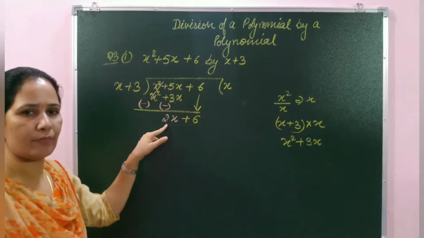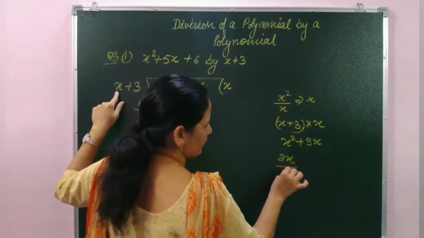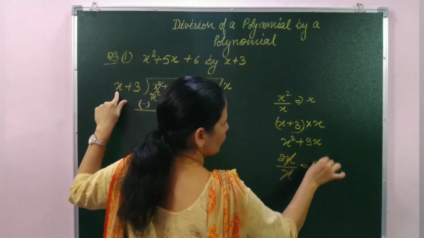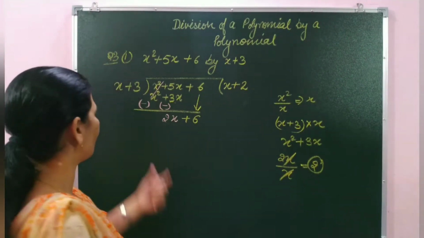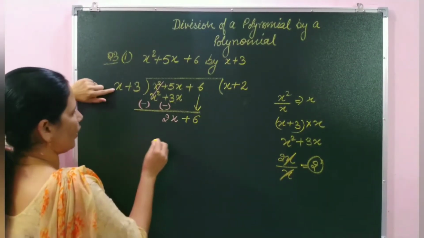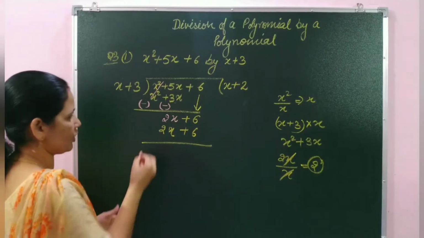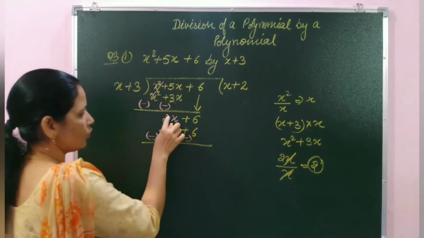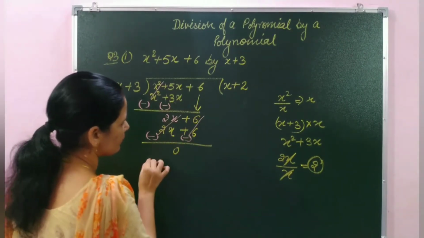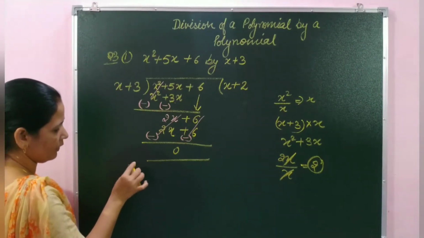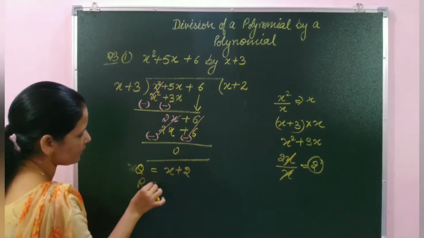Now students, the first term of the dividend is 2x, and the first term of the divisor is x. x cancels x, the answer is 2. That means our next quotient term is 2. This number 2 we multiply with the divisor: 2 times x is 2x, 2 times 3 is 6. Now we change the sign, here minus, here minus. 2x minus 2x is 0, 6 minus 6 is 0. So what answer do we get? 0. So the quotient is x plus 2 and the remainder is 0.